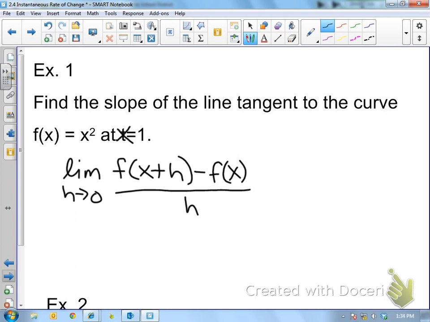So if x is 1, I can replace my x's with 1. So let's do that first. And since I have not done anything with the limit yet, I do have to keep writing it. It's a pain. Such is life.